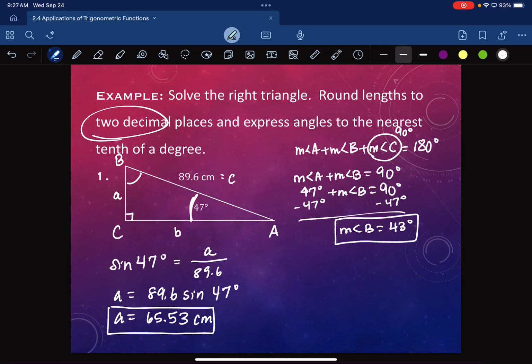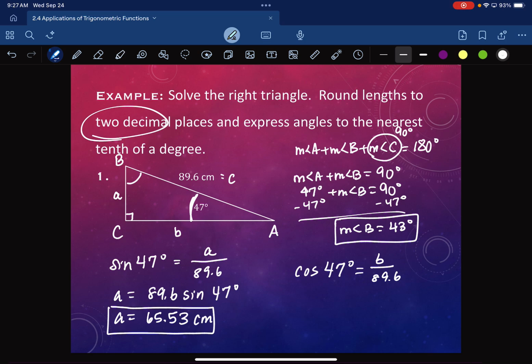Cosine. That one's cosine. So I can set up cosine of 47 degrees equals the adjacent, which is B, over the hypotenuse, 89.6. And the reason I suggest that this is maybe easier is because it looks just like the last step we did. It's just got cosine in there instead of sine. So it's like I'm just repeating what I already did that I did correctly.